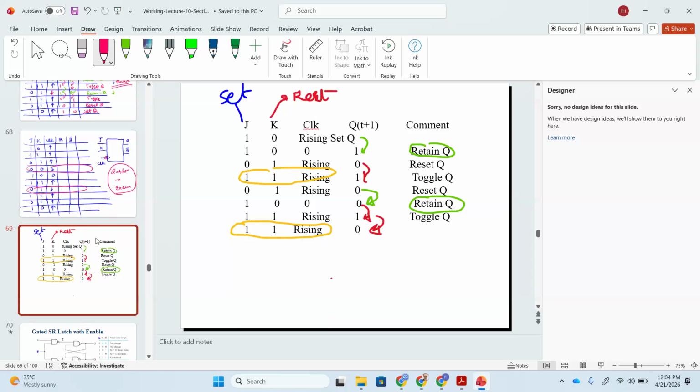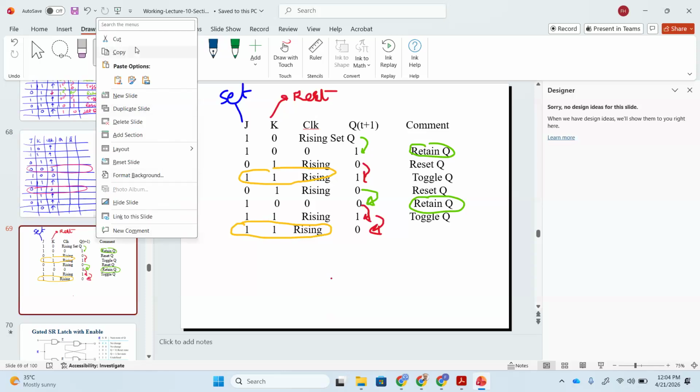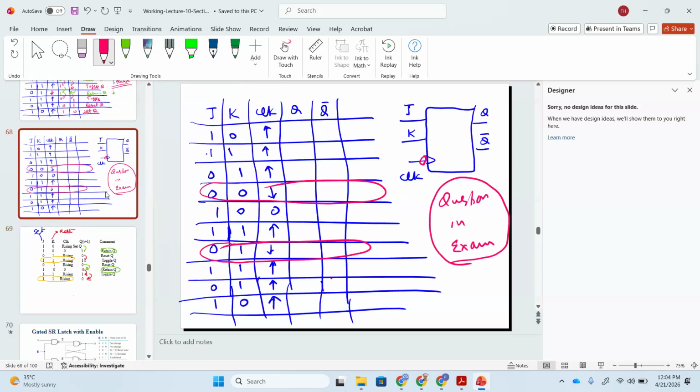Professor, yes, please go ahead. Can you go back to the previous slide? This slide? Over here, the first row will be what, Q(t)? Because we don't know, for that I will give some assumption. So basically for this, maybe I will say the initial is 0 or 1, something like that. You got it or not? Yes. Okay, so maybe this is a question in the exam.